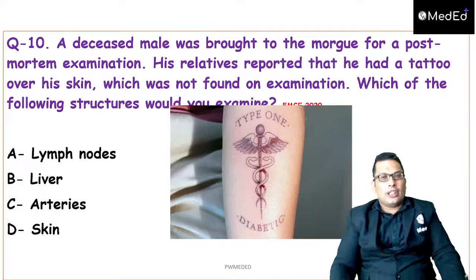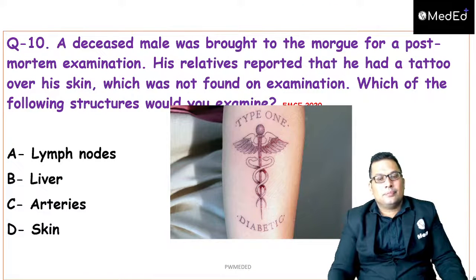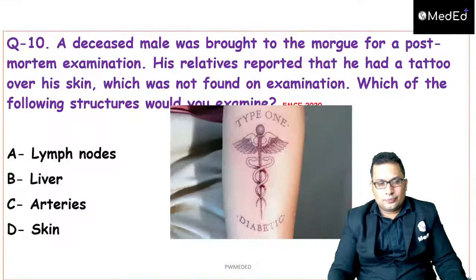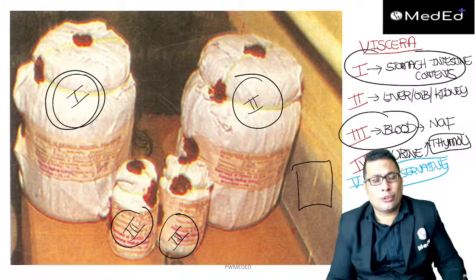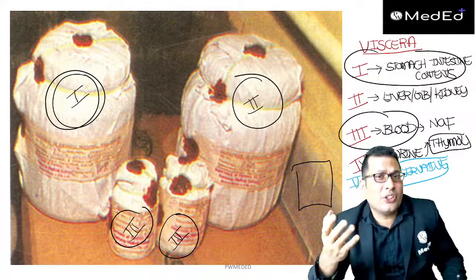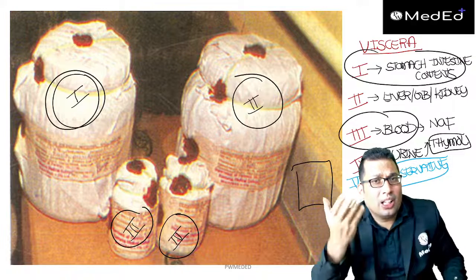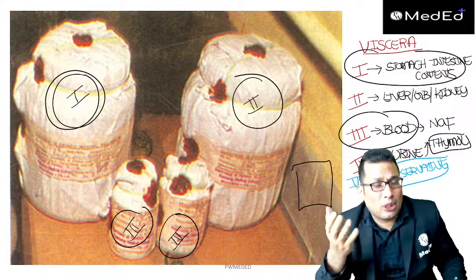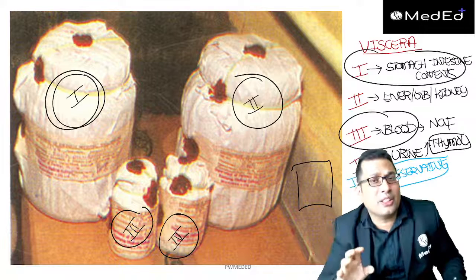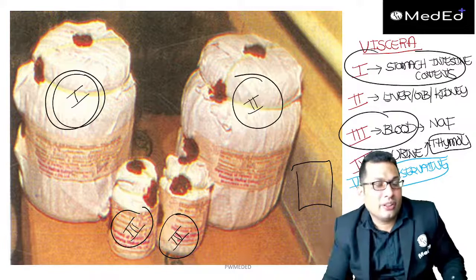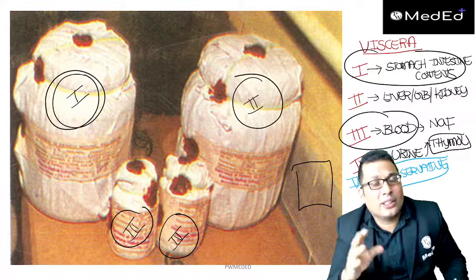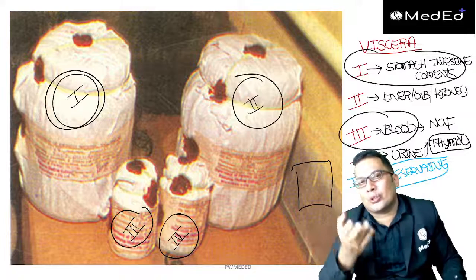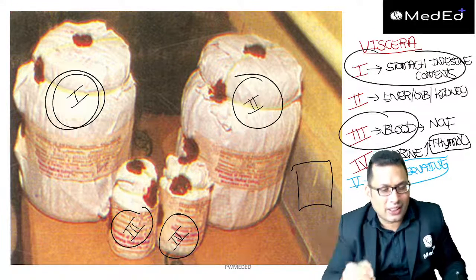Next, question number 10. Here we must know the incisions during postmortem: I-shaped incision, Y-shaped incision, modified Y, X-shaped incision, T-shaped incision. Also, you must know the techniques of autopsy: Letoulet technique, Virchow technique, Gaunt technique, Rokitansky technique.